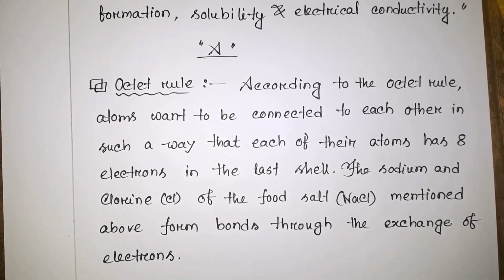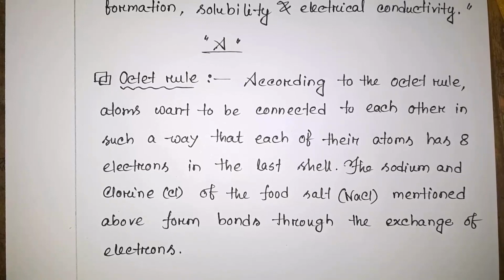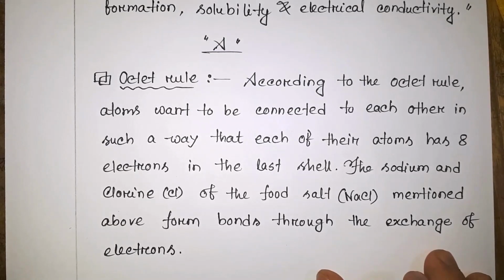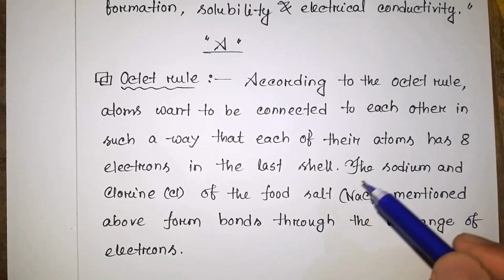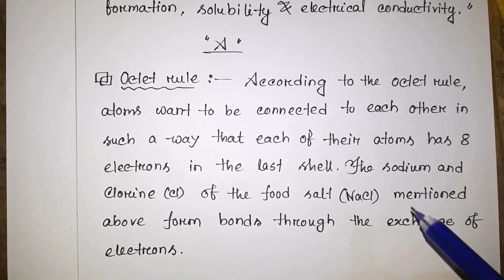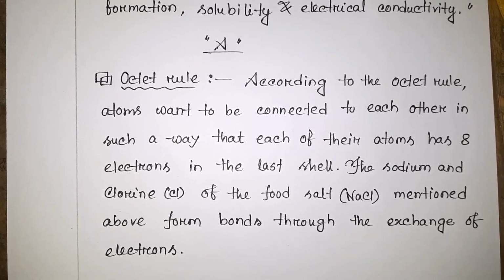In this tutorial, I'll try to explain the whole assignment with a mixing of Bangla and English because my English is not so rich. Okay. Octet rule. According to the octet rule, atoms want to be connected to each other in such a way that each of their atoms has 8 electrons in the last shell. অর্থাৎ শেষ শক্তি স্তরে তাদের 8টা ইলেকট্রন থাকে এমন ভাবে তারা ইলেকট্রন কনফিগারেশনটা করতে চায়.